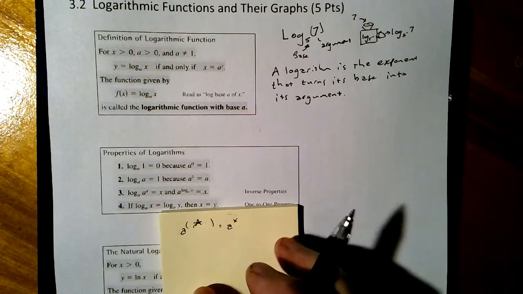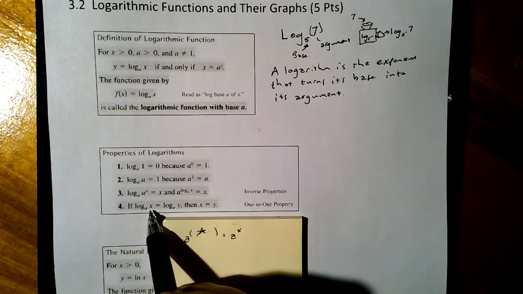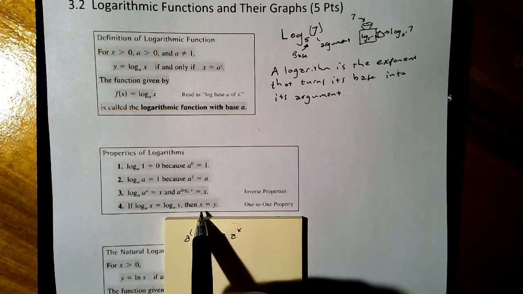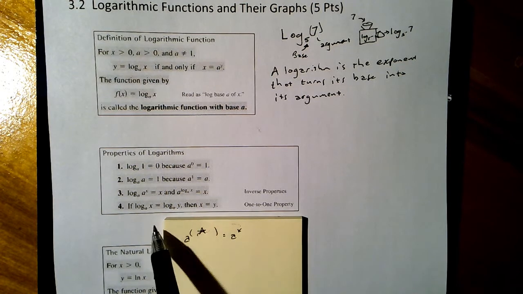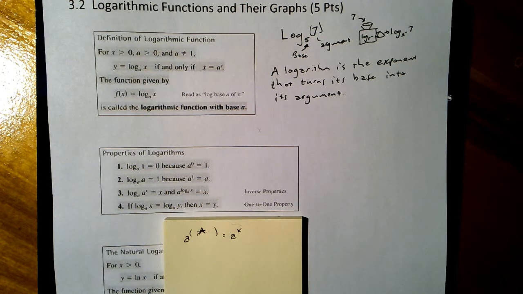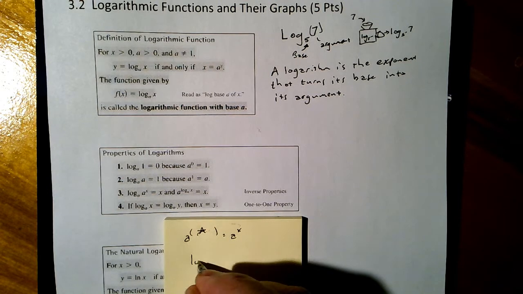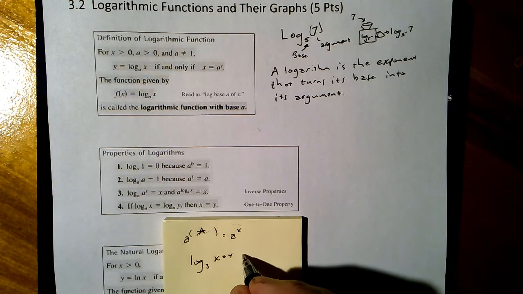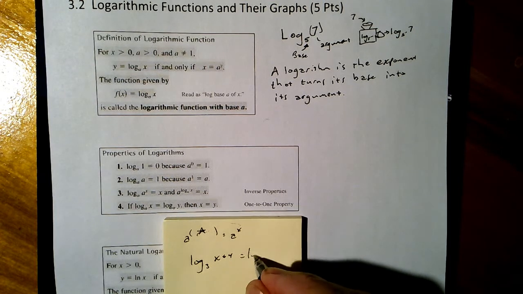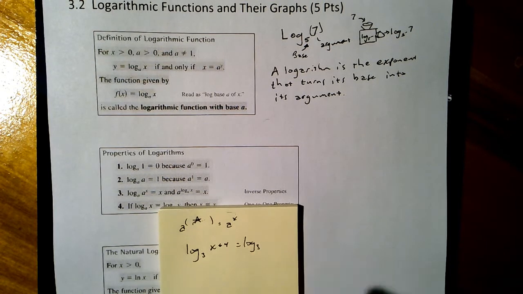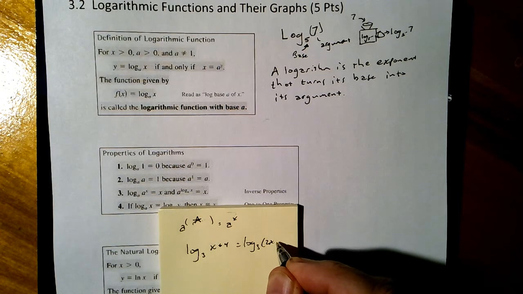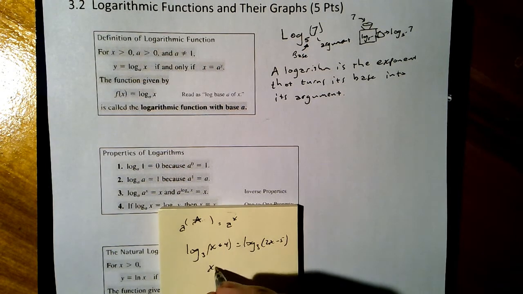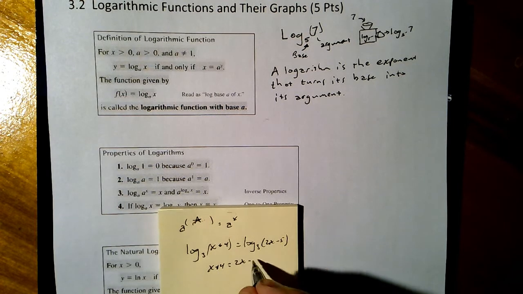And then this last one says, if log base a of x equals log base a of y, then x equals y. And that's because logarithms are one-to-one functions. So if I've got log base 3 of x plus 4 equals log base 3 of 2x minus 5, then what I know is x plus 4 has to equal 2x minus 5.